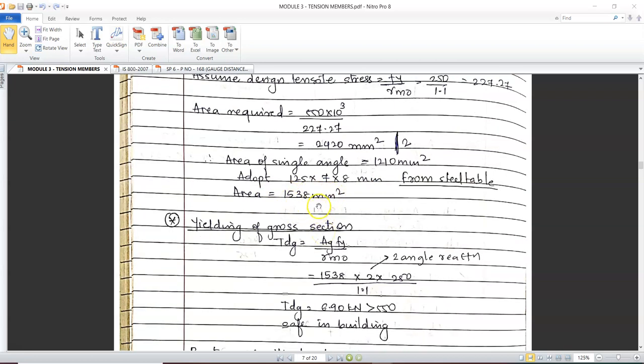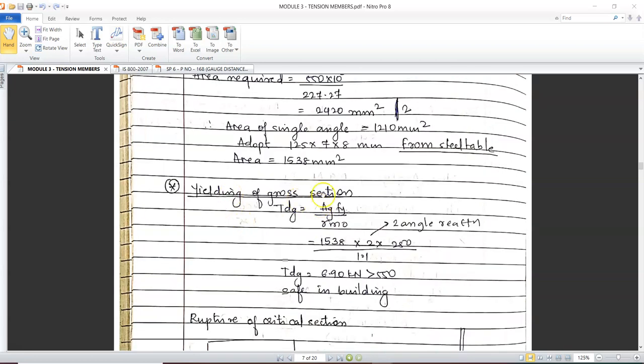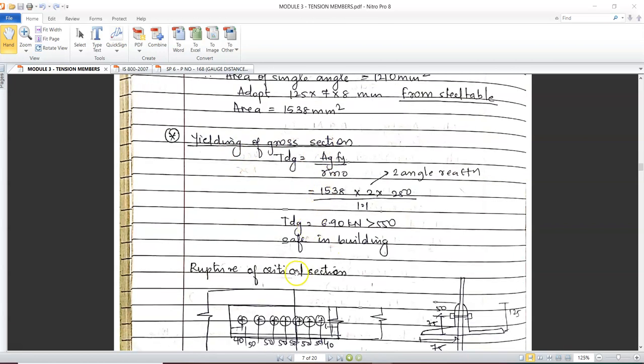And now again this angle has to be checked for yielding of gross section, rupture of critical section, and block shear. Clear? Now the first one is yielding of gross section, quickly, that is Ag into Fy by gamma m naught. Ag is 1538, multiplied by two because we are providing two angles back to back. So that is Ag into 2 into Fy 250 divided by 1.1, which works out to 690 kilonewton, but the load coming is 550. This is safe in yielding, not buckling. Sorry.